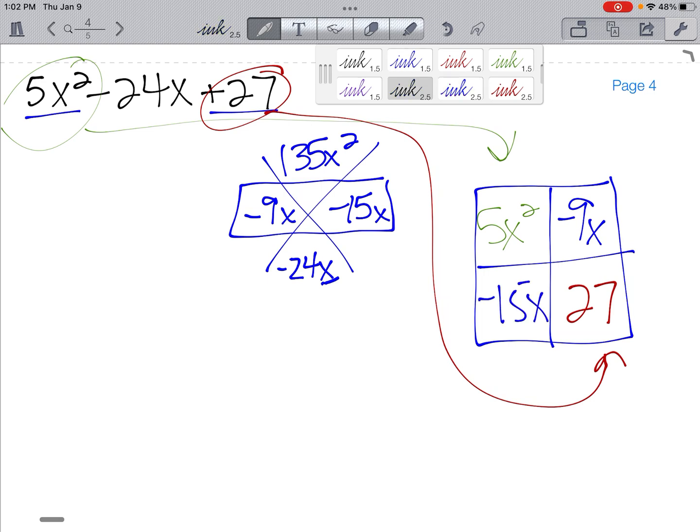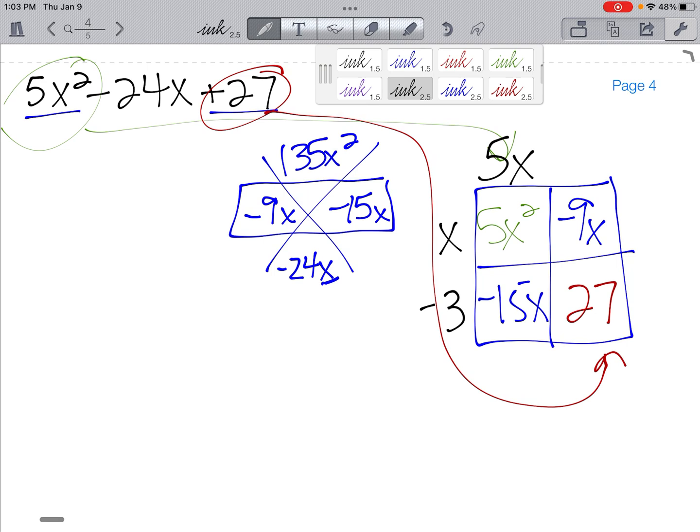So 5x squared and negative 9x, the only thing those two have in common is an x, or a 1x. Then our second row, negative 15x and 27. They are both divisible by 3. So we're going to make that a negative 3 because that 15 was negative. So now we're going to do our first column, 5x squared and negative 15x. Those are both divisible by 5 and by x.